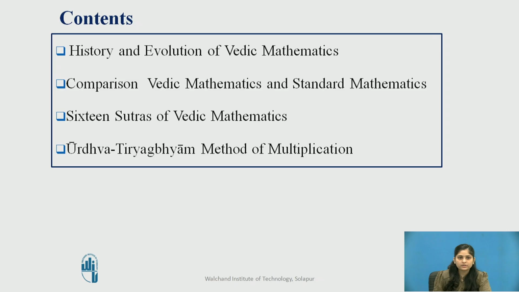These are the contents. First of all, I am going to discuss the history and evolution of Vedic mathematics. Then I am going to discuss the comparison of Vedic mathematics with standard mathematics. Then the 16 sutras of Vedic mathematics, and then the Urdhva Tribhagyam method for multiplication of 2 digit and 3 digit numbers.